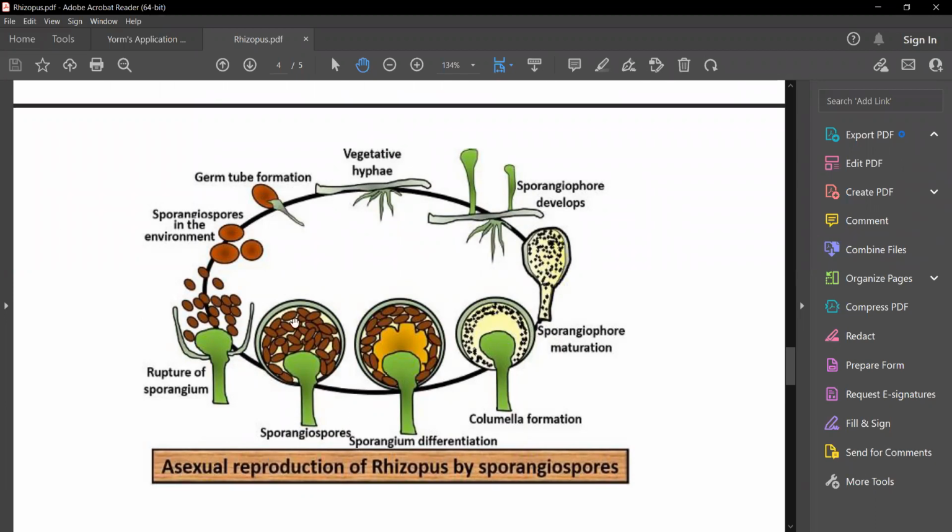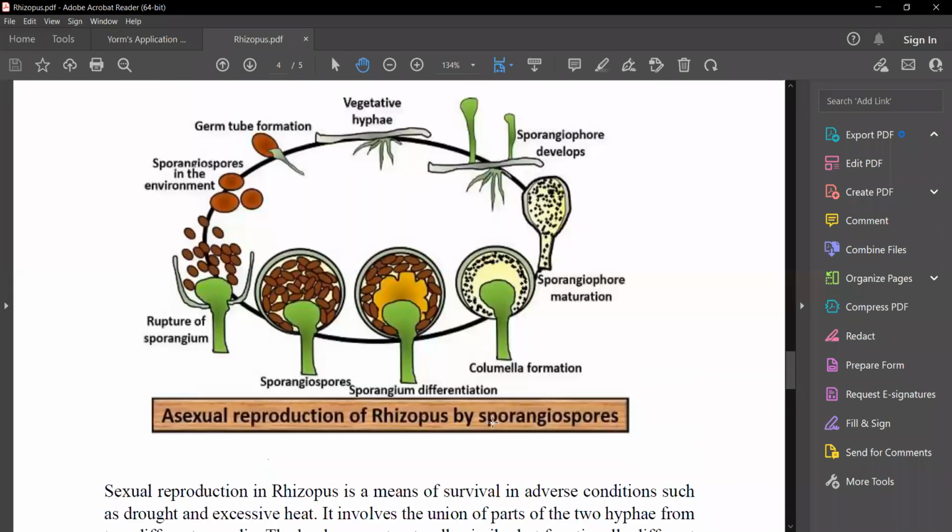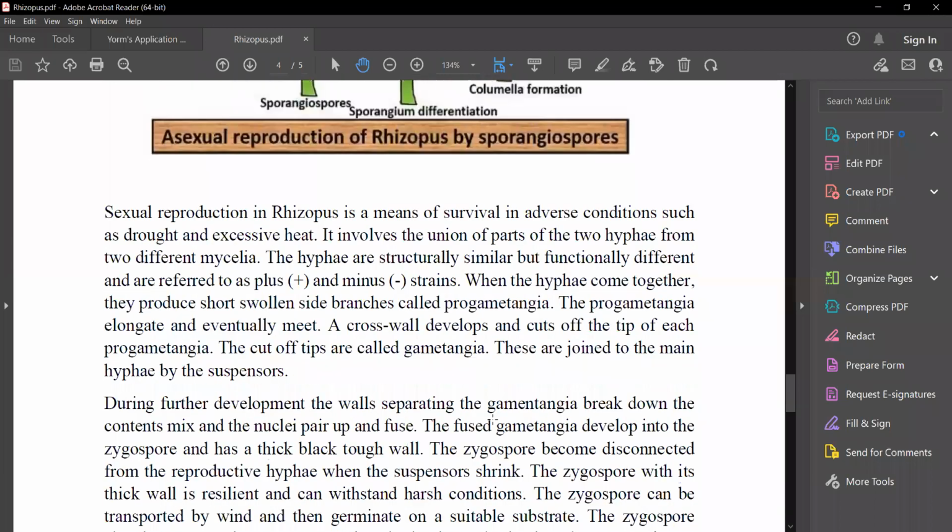So this is an image showing asexual reproduction in Rhizopus, right? Okay, so now let's move on to the sexual form of reproduction.